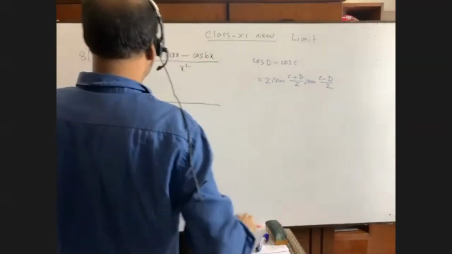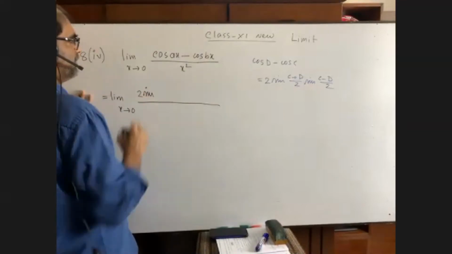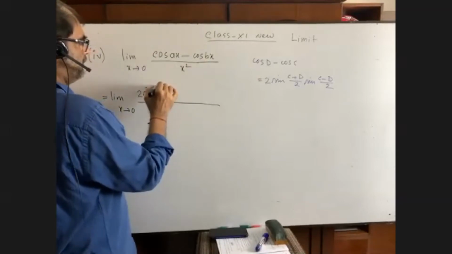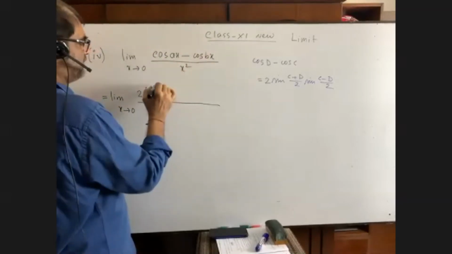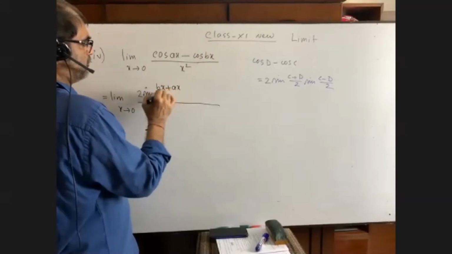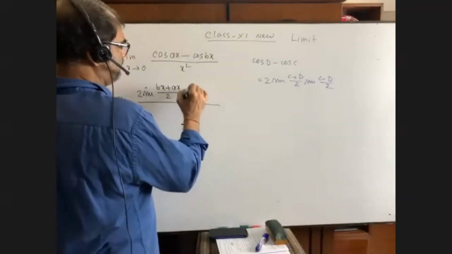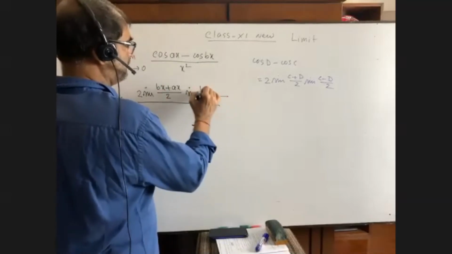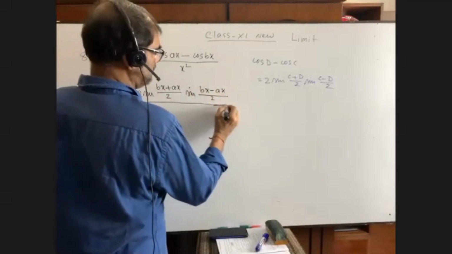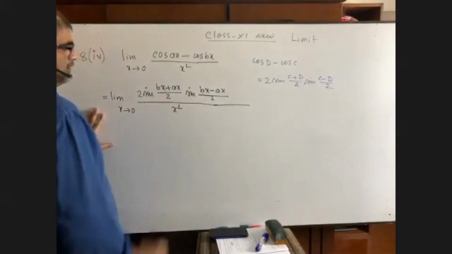So we can write here 2 sine (c plus d), that means what? (bx plus ax) by 2. At first we are going to write down bx plus ax by 2, then sine (bx minus ax) by 2. I have just put it into the formula. Nothing else I have done here.